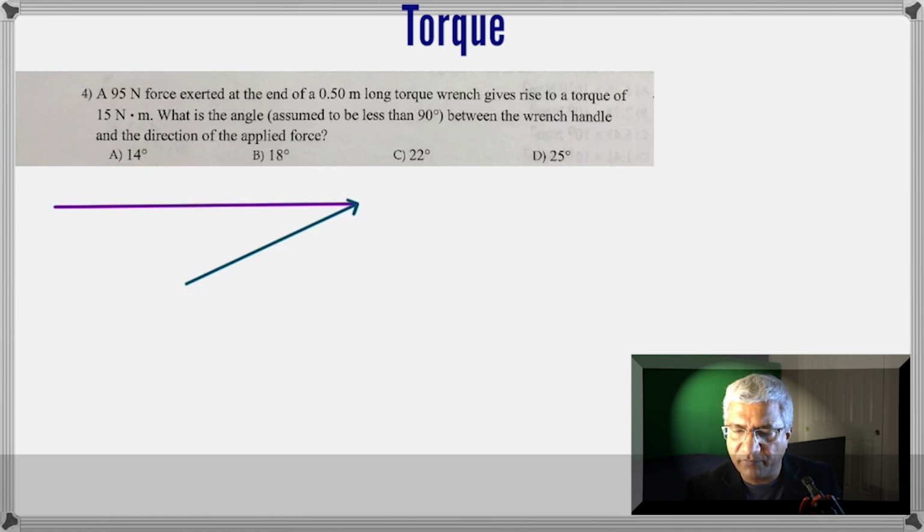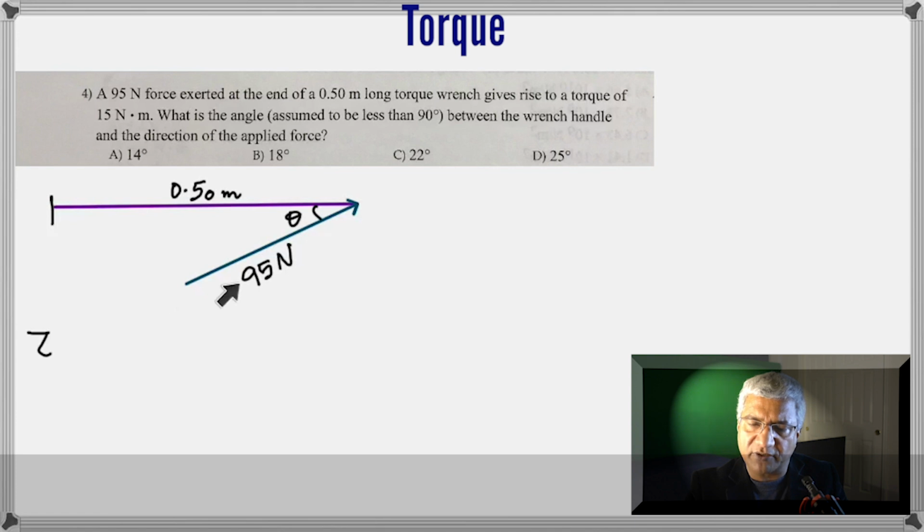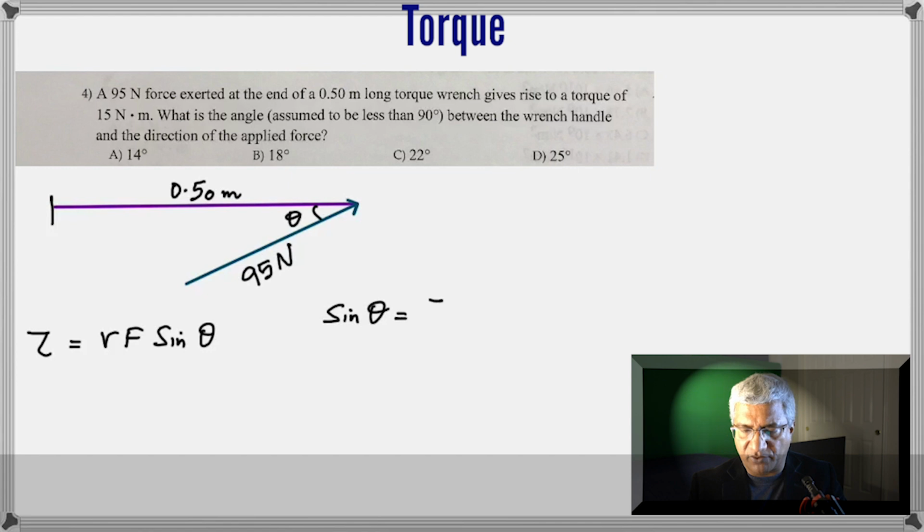So look at the diagram. So here is the force, 95 Newton, and this is the distance at which you're applying, and that is the angle. So you're applying the force in that direction. Okay, and so here is where the axis is. And the distance is always from the axis to where you're applying the force. And then torque is R F sine theta. And therefore, if you rearrange, sine theta is torque by R times F.